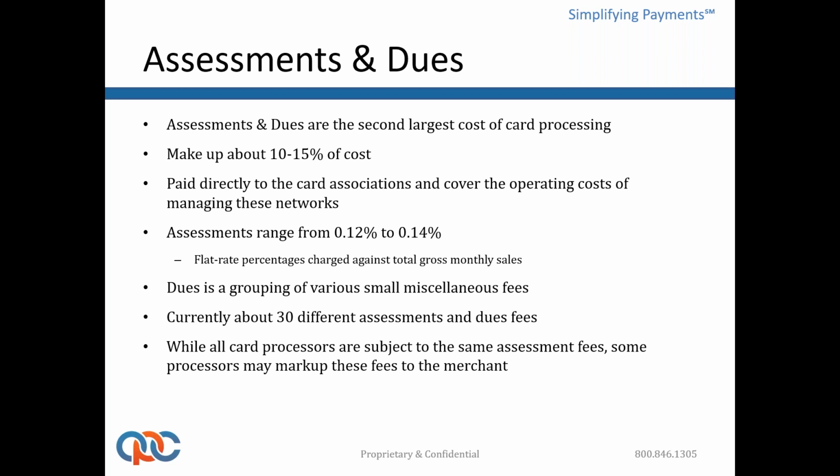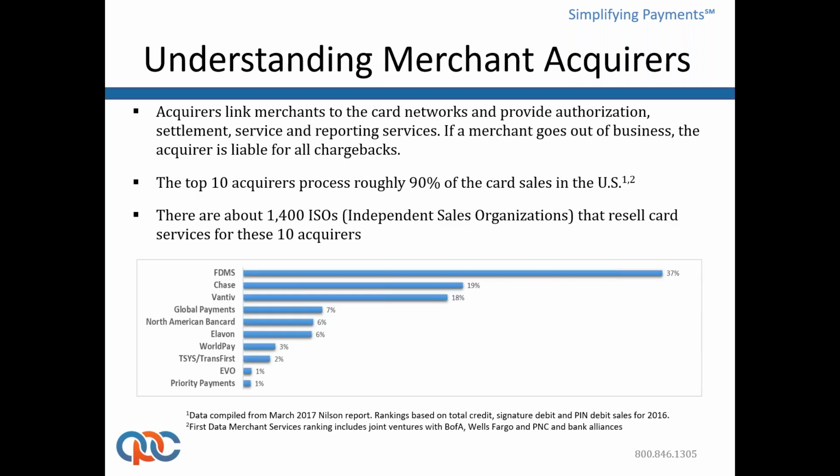So that's the second biggest cost. Next slide. Now let's jump into the last component, the last biggest cost of card processing, which is from your payment processor or merchant acquirer. Merchant acquirers are key. They're a key link between you and the card networks.